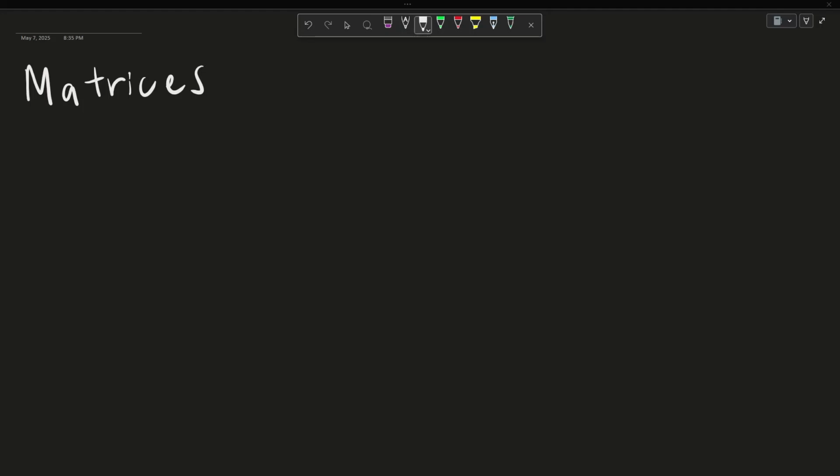In this video, in the linear algebra series, we'll be discussing matrices in linear algebra. So first, we must discuss the concept of size of a matrix. Matrix size is often denoted m by n, where m is the number of rows in the matrix, and n is the number of columns.